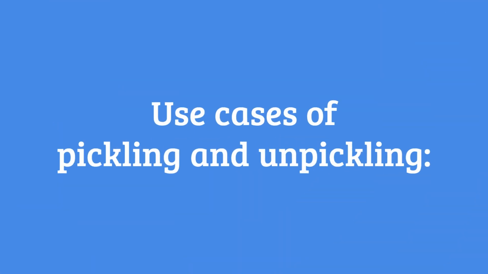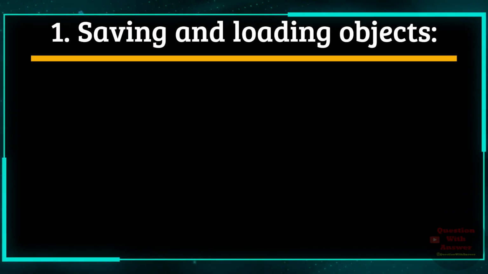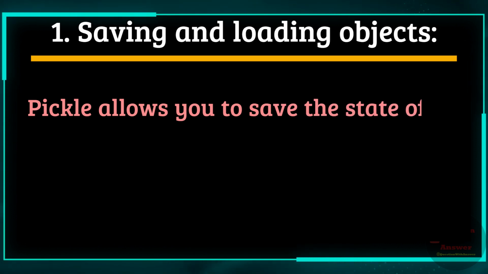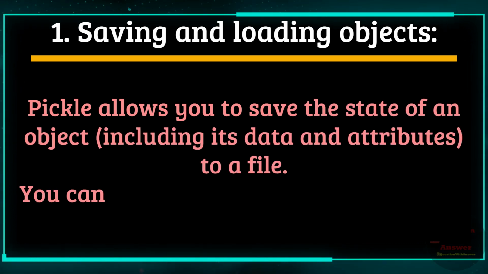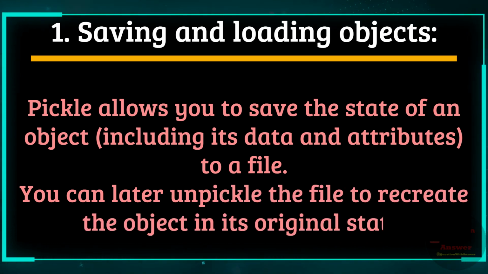Use cases of pickling and unpickling. 1. Saving and loading objects. Pickle allows you to save the state of an object, including its data and attributes, to a file. You can later unpickle the file to recreate the object in its original state.